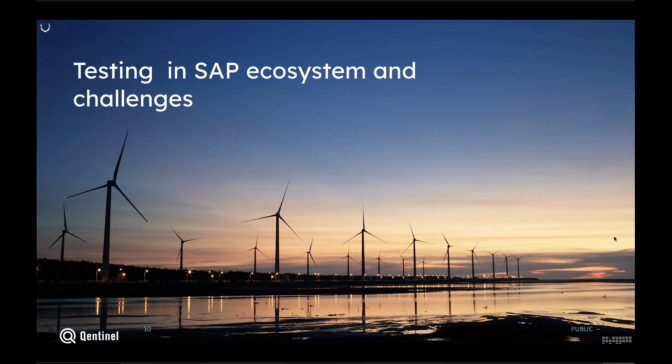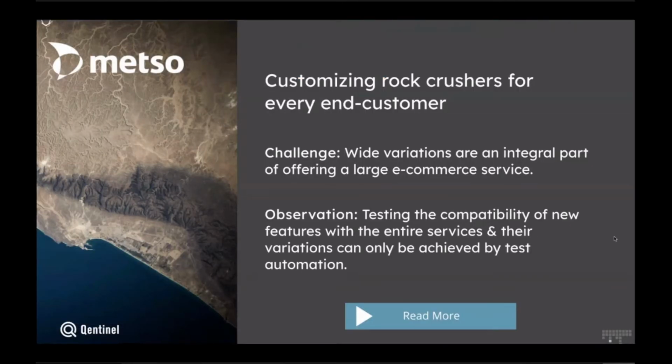So the first case is Metso. We're talking about a company that makes rock crushers for every end customer. I think their revenue is somewhere in the scale of 5 billion currently. So a big mining company operating in a lot of places around the world. And the challenge that they had is, of course, that these products that they have have wide variations in their offering. They have a lot of customized stuff, and they have a big e-commerce service part of it that they're offering there.